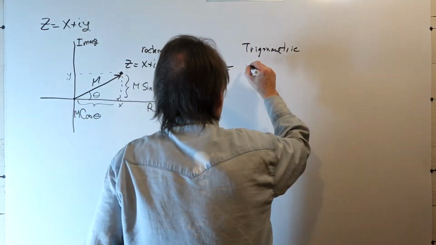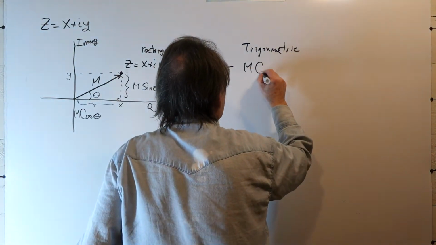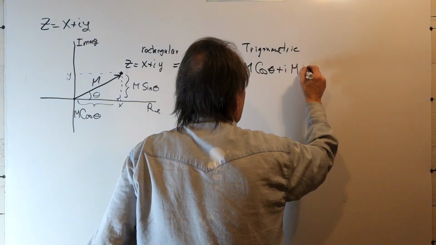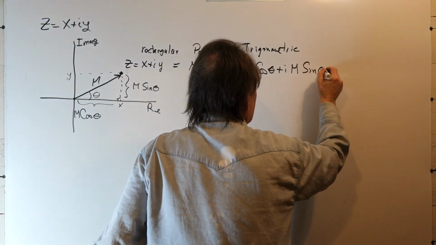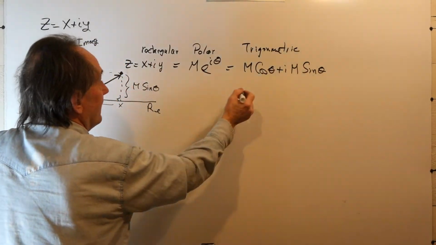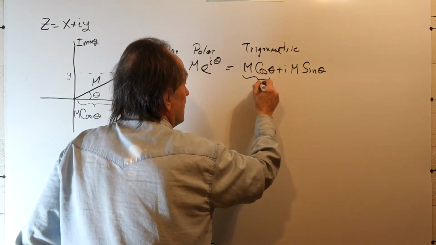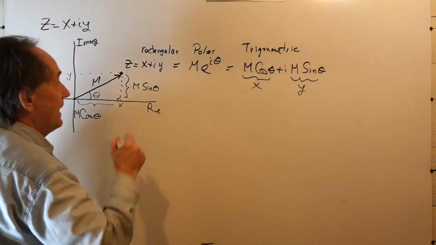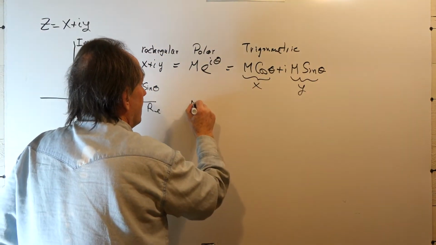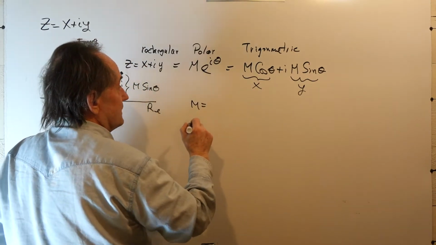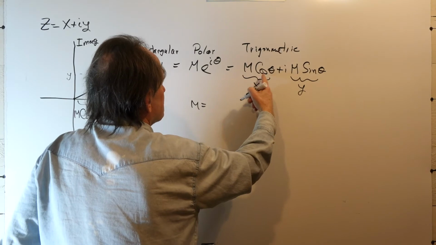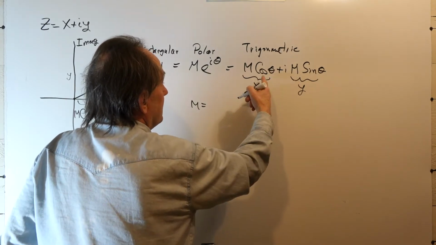So the trigonometric form is m cosine theta plus i m sine theta, and we can see that m cosine theta is the x, the m sine theta is the y. And the m is going to be the square root of the sum of the squares.